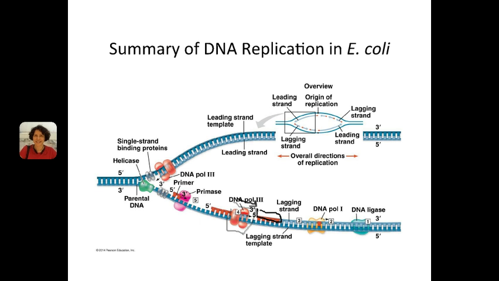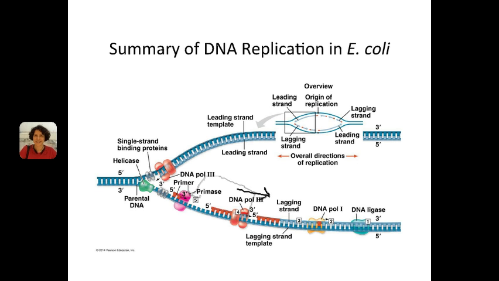When DNA polymerase 3 reaches that primer, it's going to detach, get off the template, and then come back and add nucleotides over here. So it backtracks along the DNA strand. DNA polymerase 3 also moves from 5' to 3'.